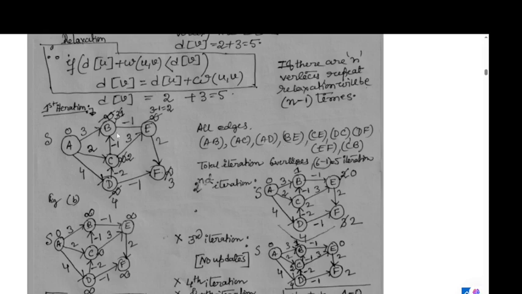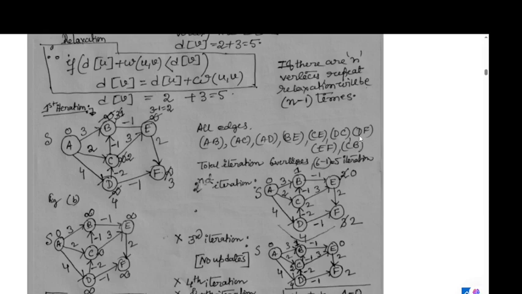Then BE. Already we have 3 here, and then minus 1, so 3 minus 1 is 2. Infinity will be updated by 2. Then CE. C already has 2, so for CE, this edge is having 3. So 3 plus 2 is 5, but E already has 2. So there is no need of relaxation because it is already 2. Then DC. DC is already having 2, and 4 minus 2 is 2, so there is no change.